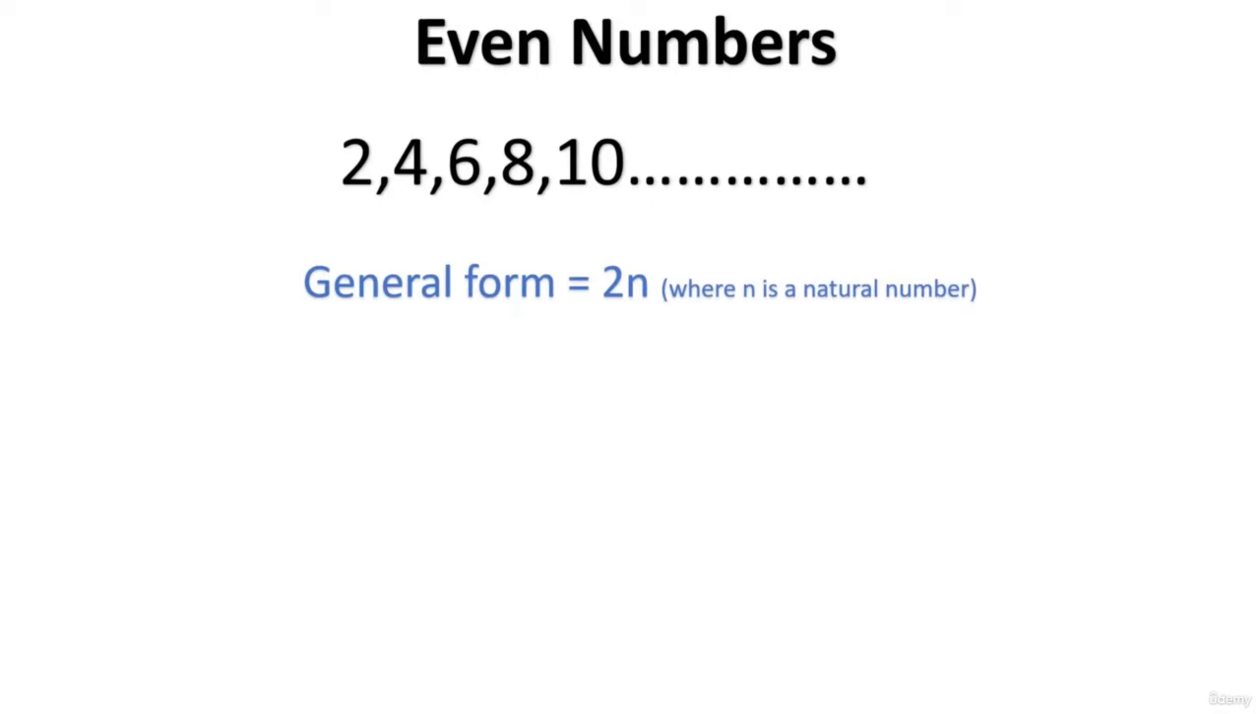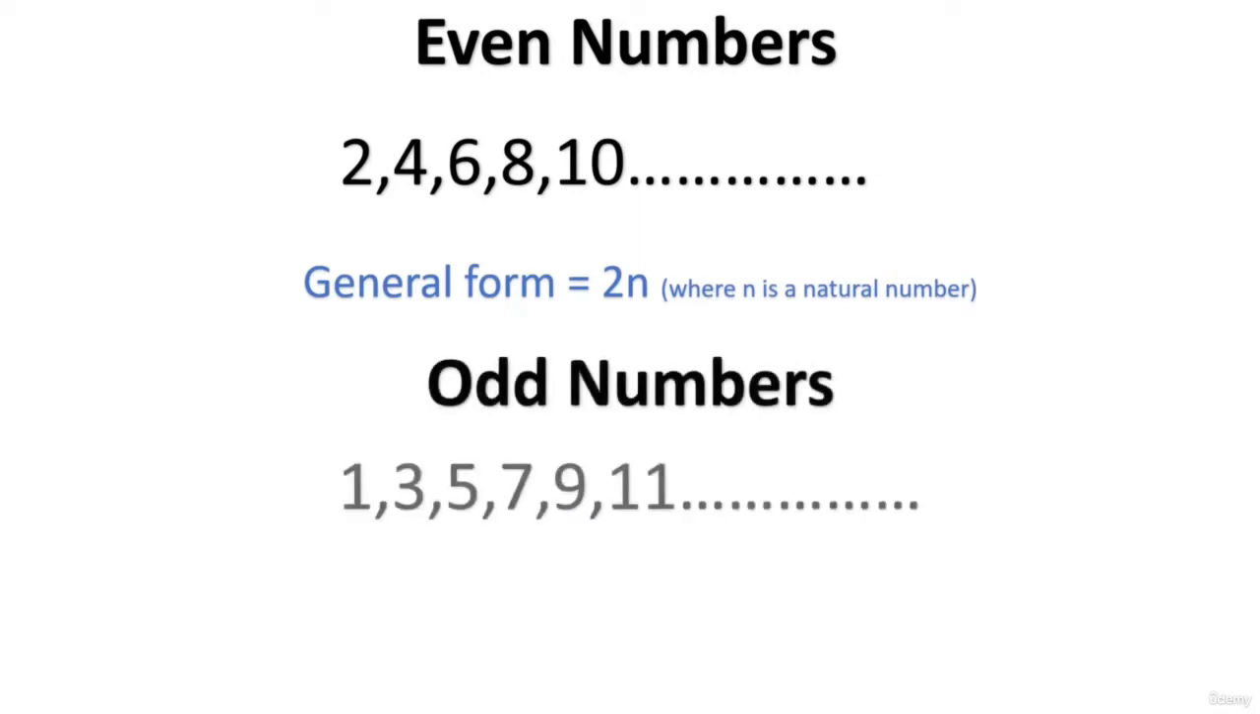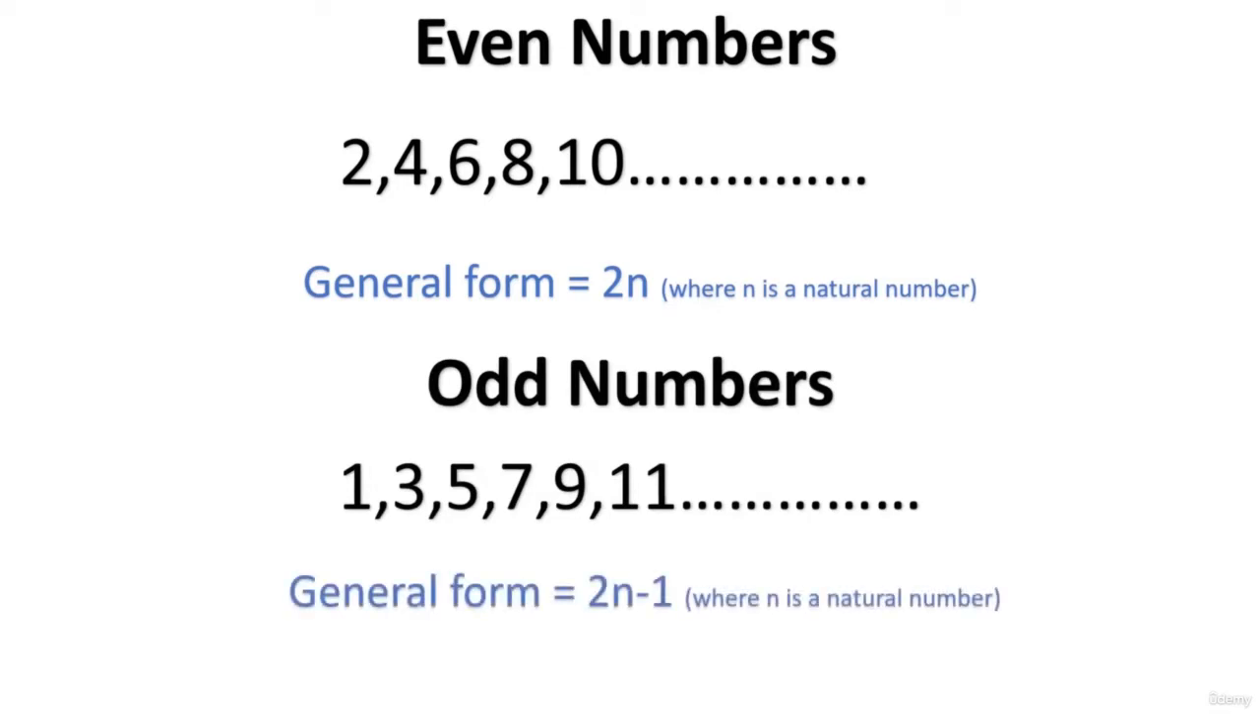Exactly the opposite is what? Odd numbers. From all these numbers, you subtract 1, you get odd numbers. So 1, 3, 5, 7, 9, 11, they are basically odd numbers. The general form of writing odd numbers is 2n minus 1, where again n is a natural number.